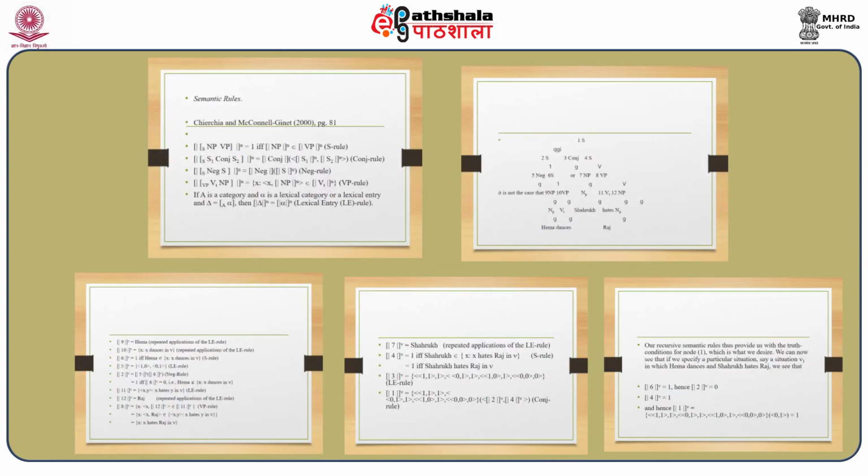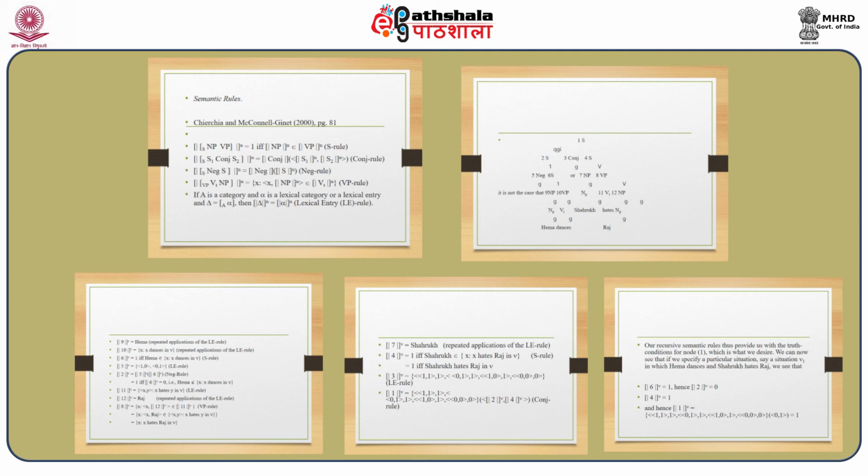Semantic rules. Now let's give the semantic rules. We say NP-VP, if S dominates NP-VP, with respect to a circumstance nu, it gets the truth value true if and only if the semantic value of NP is in the semantic value of the VP. We call this the S rule. S1 conj S2 gets the semantic value, the function denoted by conj, applied to the ordered pair whose first member is the semantic value of S1, whose second member is the semantic value of S2. We call this the Conj rule.